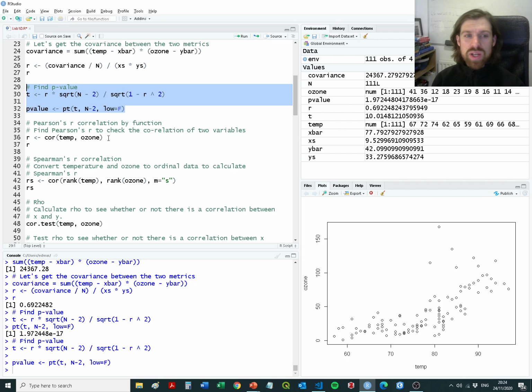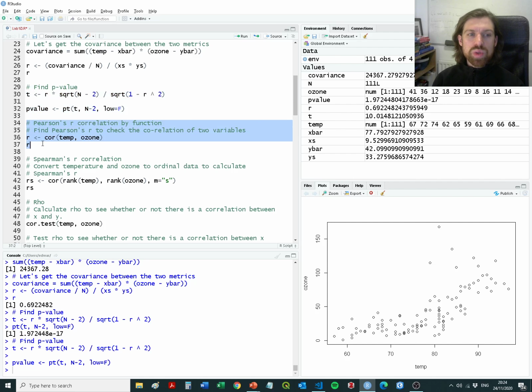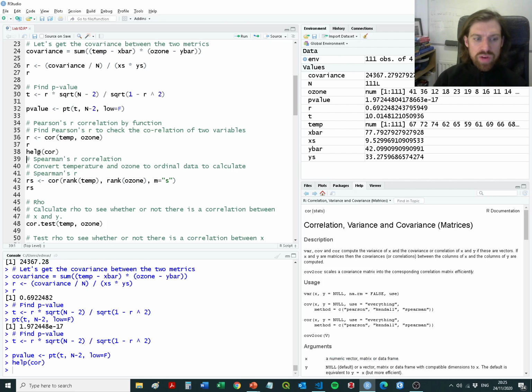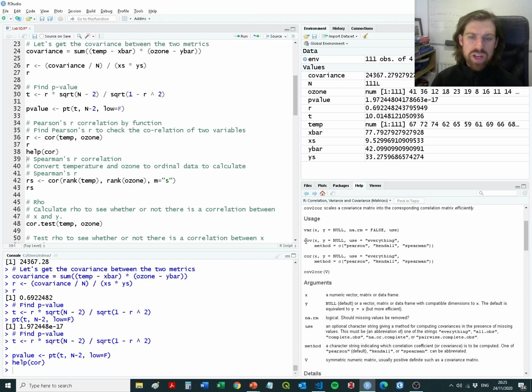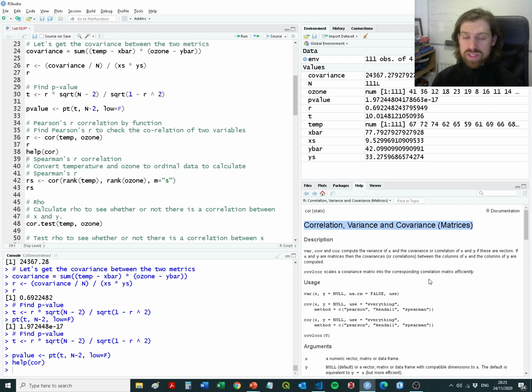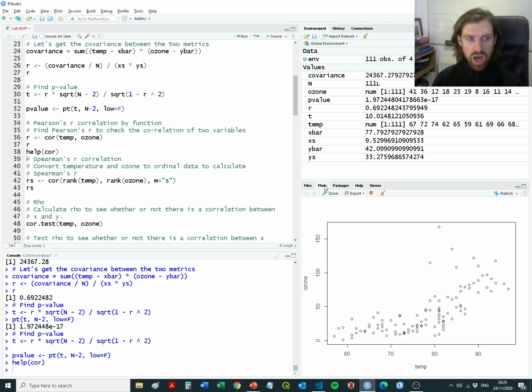We calculated it manually there, but you could just use the inbuilt correlation function. So if I just type this in here, help COR for cor, and that will bring up the correlation, variance and covariance matrices. In here, it gives you a description of all the different functions that you've got for variation, for covariation, for correlation, etc. I'm not going to go into too much detail about that, but the point is that it's inbuilt within R, and you're able just to run it if you want.